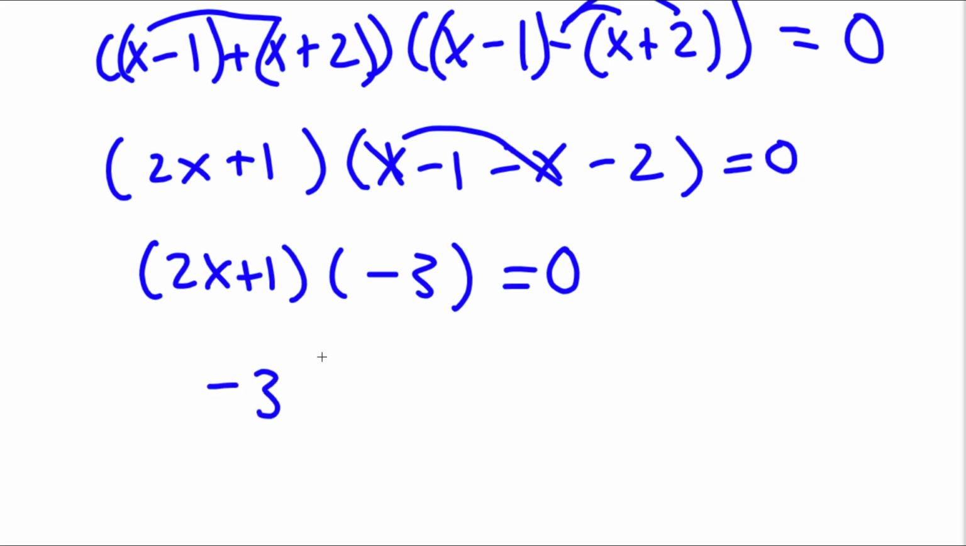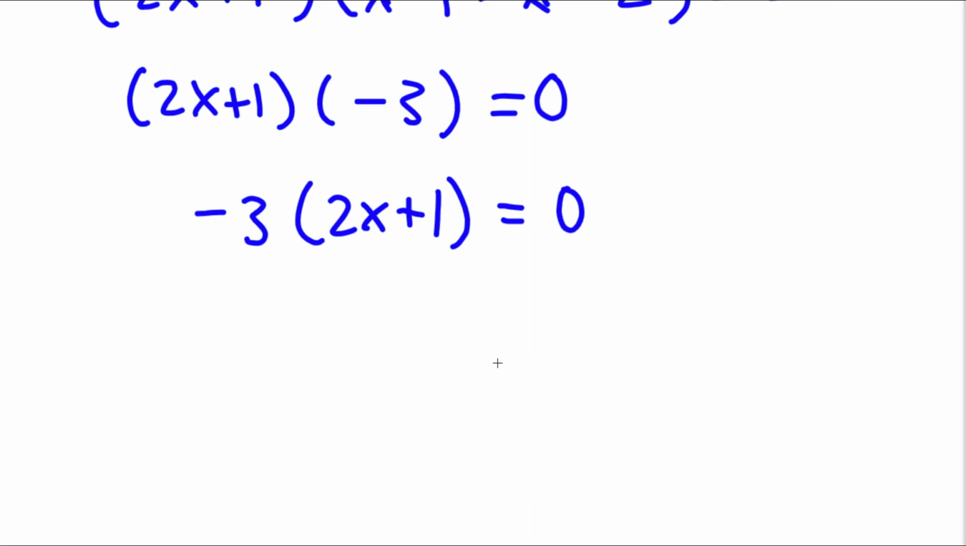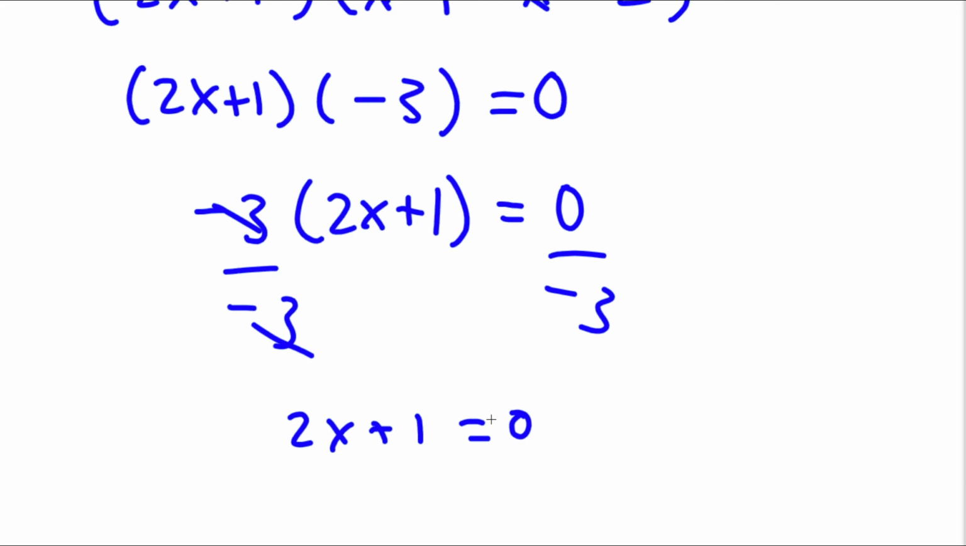Now I could write this as -3 times (2x + 1) is equal to 0. And now if I divide both sides by -3, these two cancel out. Now I'll be left with 2x + 1 is equal to 0.